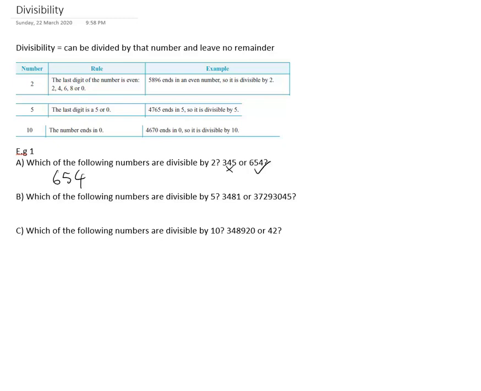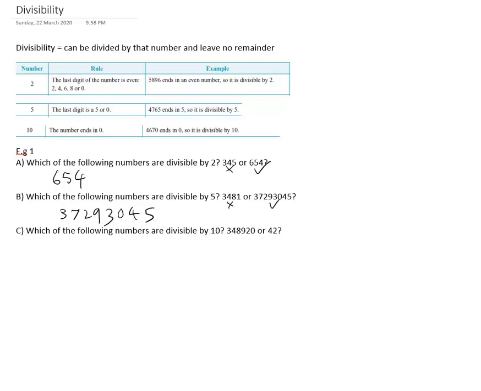For part B, which of the following are divisible by 5? We just need to look at the last number and see if it's a 5 or 0. So this first one, sorry, that's a 1. And then this one, we just look at the last number, it's a 5, so we can say tick, and we say this number is divisible by 5. It's a big number, but we just need to look at that last digit.